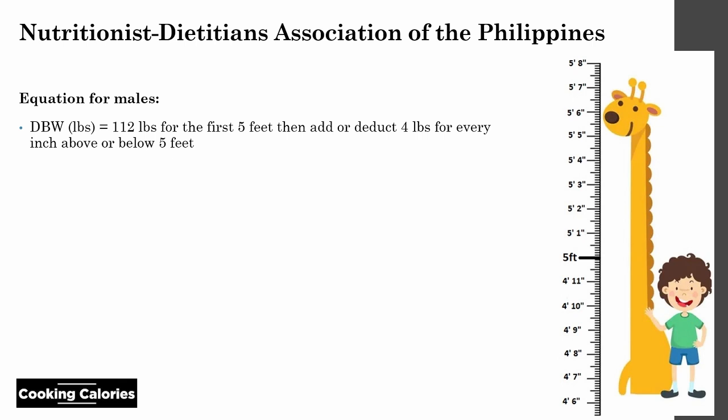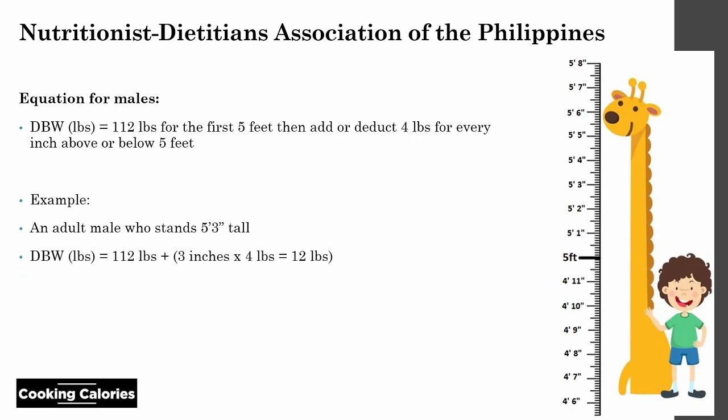For example, a male who stands 5 feet and 3 inches tall. Using the equation, we will start first with 112 pounds. As you can see, his height is 5'3", which means that there are 3 inches above 5 feet. So we are gonna multiply 3 inches by 4 pounds as stated in the formula. So 3 times 4 equals 12 pounds. Next, we will add 12 pounds and 112 pounds. So that will give us 124 pounds. This is now the ideal body weight in pounds.